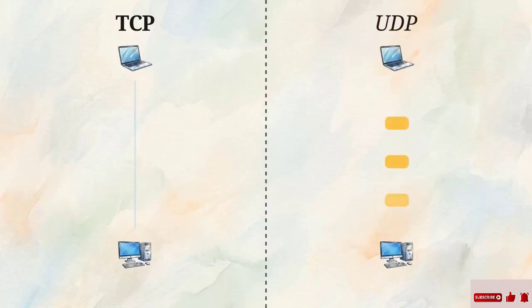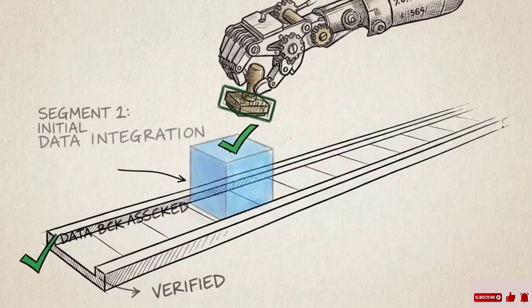The alternative is User Datagram Protocol, or UDP. UDP prioritizes raw speed over perfect reliability. It operates on a best effort architecture that completely ignores return acknowledgements, continuously throwing the data at the destination as fast as possible. The application dictates which protocol is required.